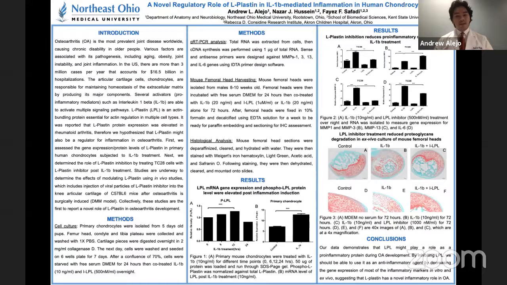L-plastin is an actin bundling protein essential for actin regulation in multiple cell types. It was reported that L-plastin was elevated in rheumatoid arthritis. Therefore, we hypothesized that L-plastin might also be a regulator for inflammation in osteoarthritis. Our methods included human chondrocyte cell culture treated with IL-1 beta, which causes inflammation similar to osteoarthritis, and L-plastin inhibitor, which was then measured for the gene expression of those pro-inflammatory markers shown in figure 2.